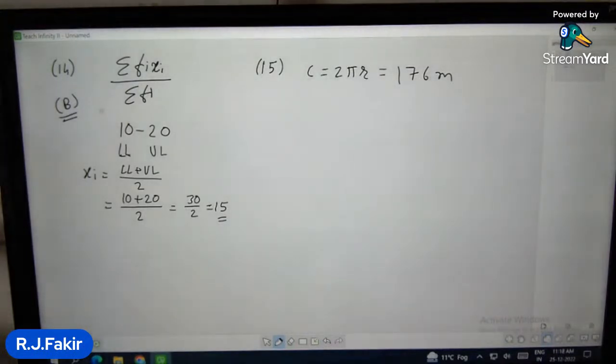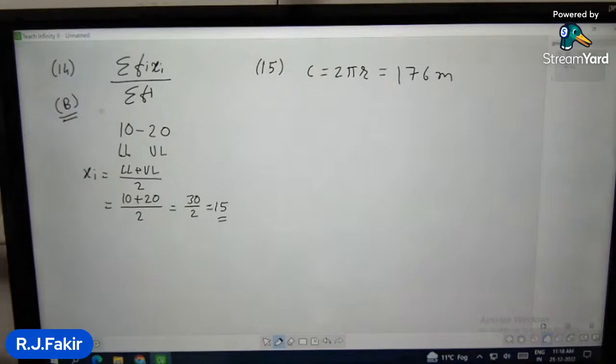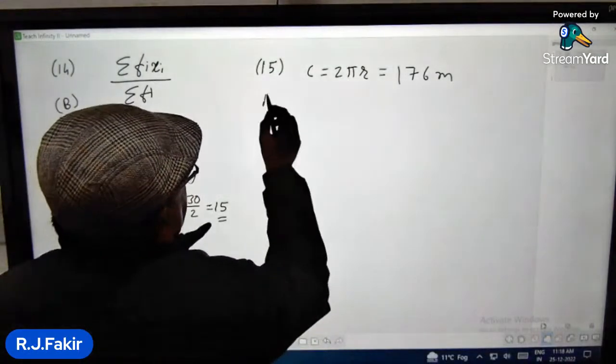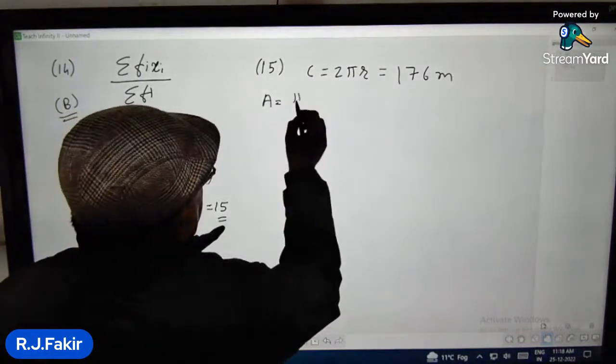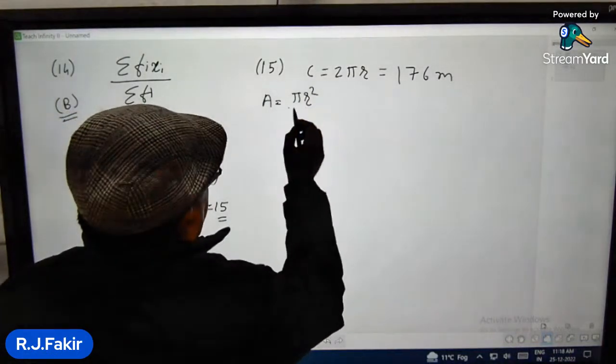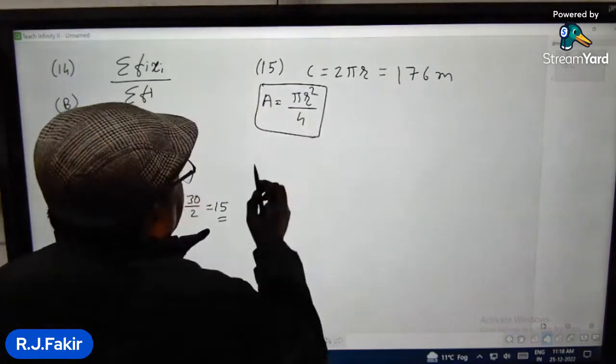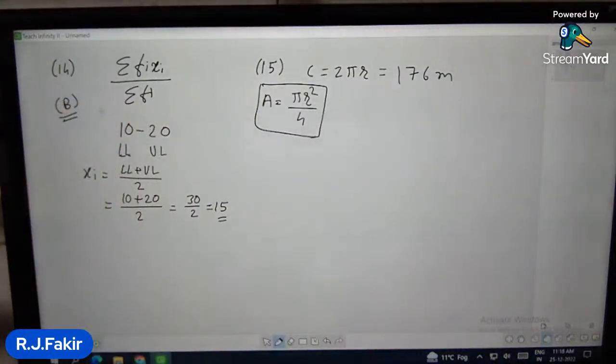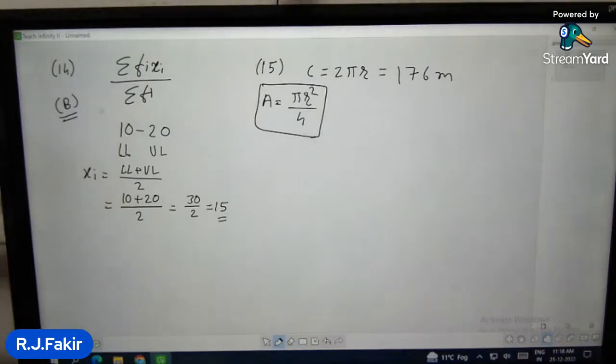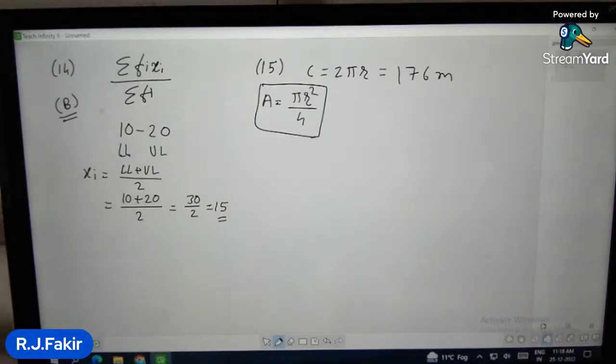And we have to find the area of the quadrant. Area of the quadrant is basically pi r square by 4. This value we have to calculate. So 1/4 of a circle we take as the quadrant. So one way is you can calculate the radius from the given circumference and put that value of radius into the formula of area.